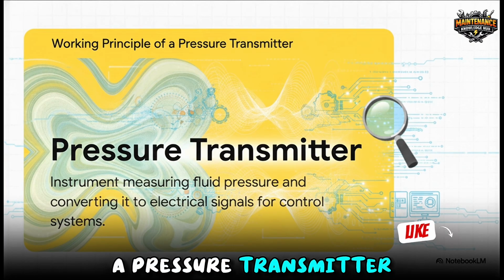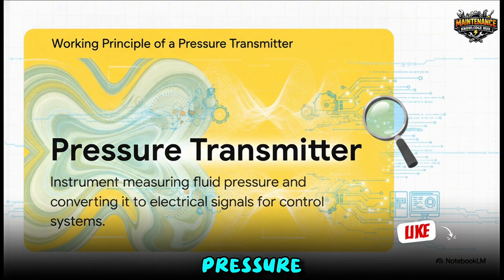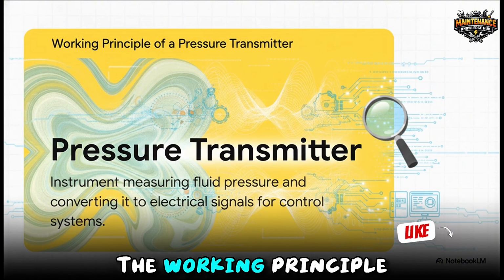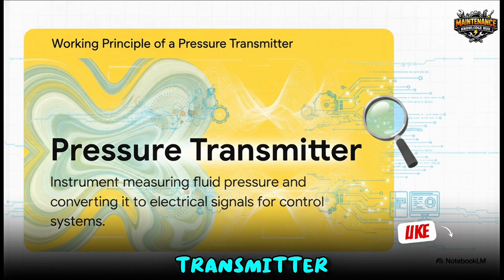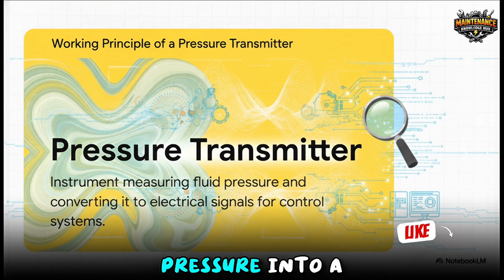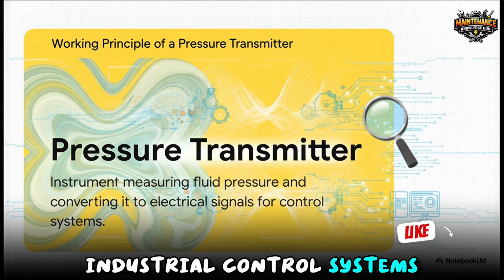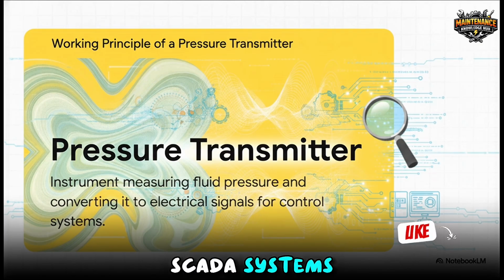A pressure transmitter is basically an industrial instrument that senses fluid pressure, whether that's a liquid, a gas, or steam. In short, the working principle of a pressure transmitter is kind of like a bilingual translator. It's constantly converting the physical, mechanical language of pressure into a digital electrical language that industrial control systems, like PLCs or SCADA systems, can actually understand and use.